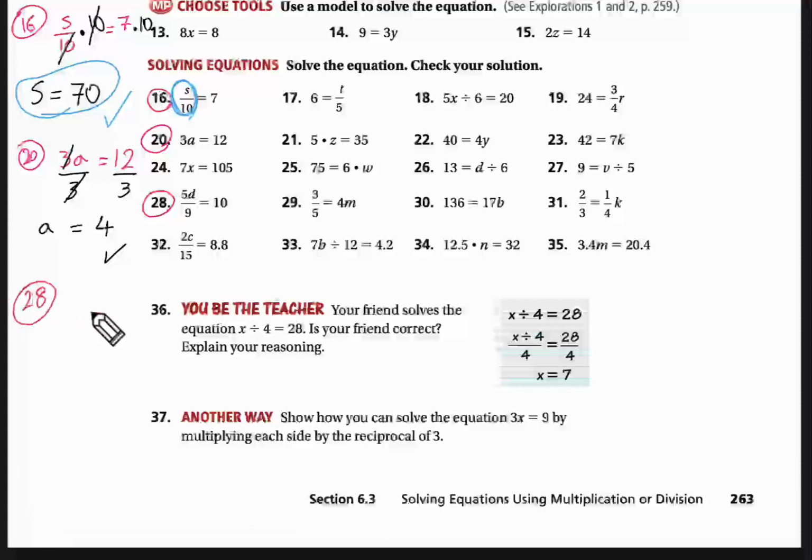5D over 9 equals 10. So the D, how many will it get us? 9 or 10, teacher. But this is not how we think. Let me ask you questions and you respond, okay? Where is the variable?